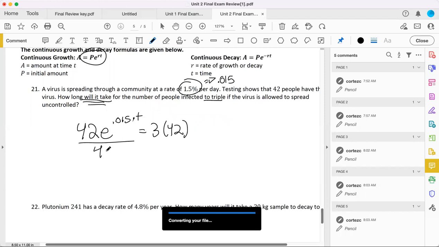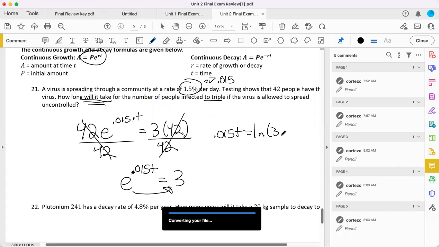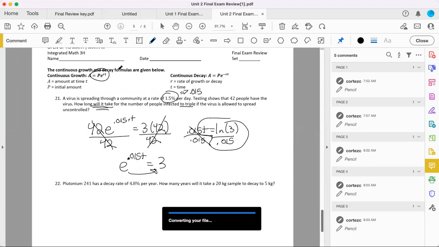So solve it. I mean, you've done these, right? Divide 42, 42. Now have this. This equals 3. Go to ln form. 0.015t equals ln of 3. Then simple division. Divide by 0.015. And then get what this is going to be. That'll give you the amount of years, I believe. What's it doing? Years? Amount of time? I don't think it gives a, yeah. So just assume it's amount of years.